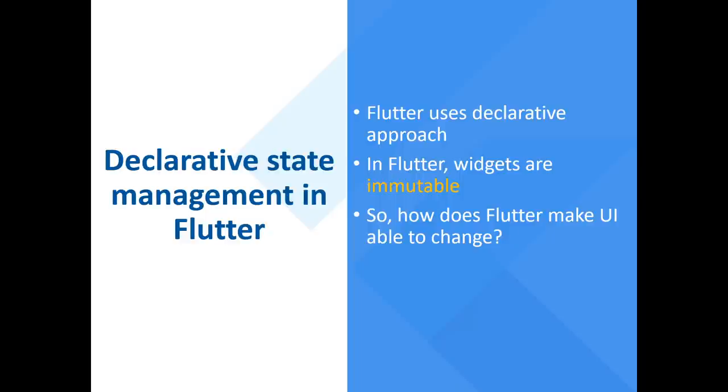It seems weird, right? Because if in Flutter the widget cannot change its appearance, because it's immutable, the color and the text you cannot change, so how does Flutter make the UI able to change?